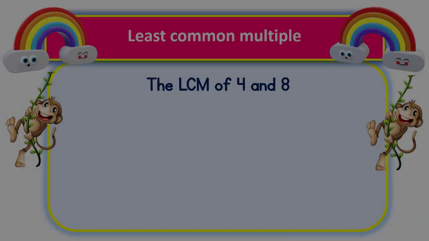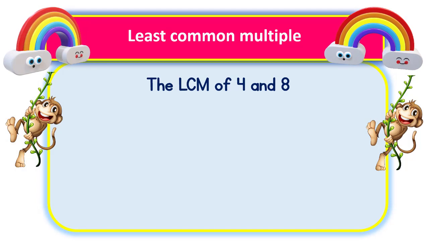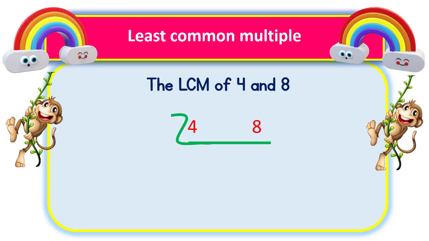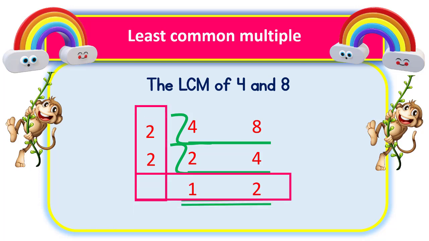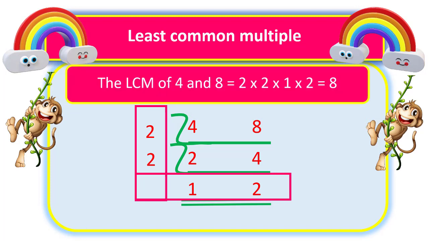Okay, so the least common multiple of 4 and 8. 4 divided by 2 is 2. 8 divided by 2 is 4. Next, 2 divided by 2 is 1. And 4 divided by 2 is 2. So the least common multiple of 4 and 8 is 2 times 2 times 1 times 2. It is equal to 8.